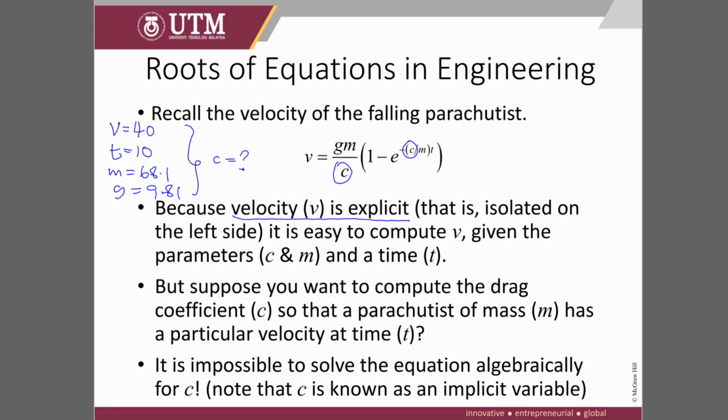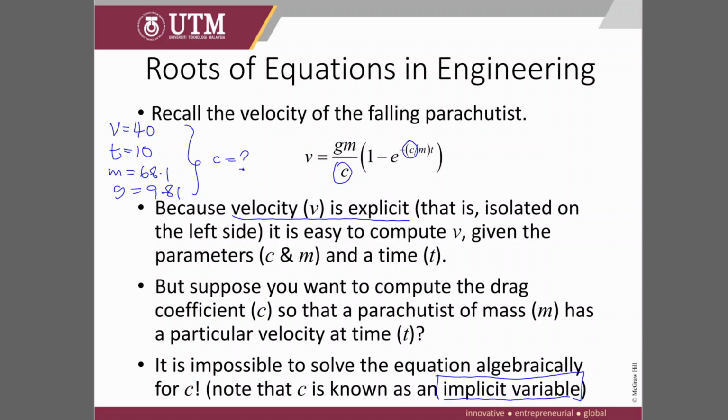We could not do it. So since C has two different locations, C is here, the other one is here, and we cannot isolate C on the left-hand side. So C is known as an implicit variable. It is really hard to isolate C on the left-hand side. So C is known as an implicit variable.